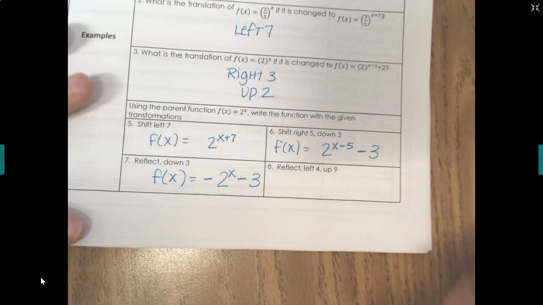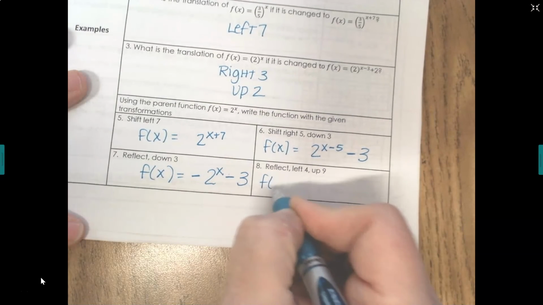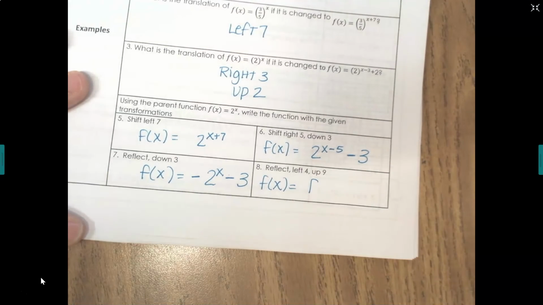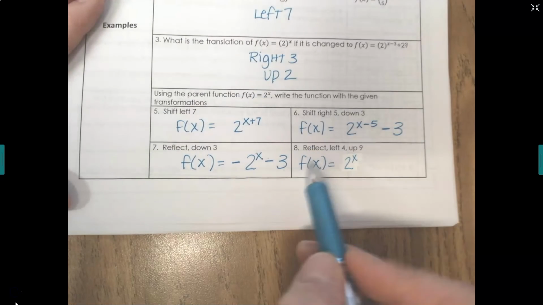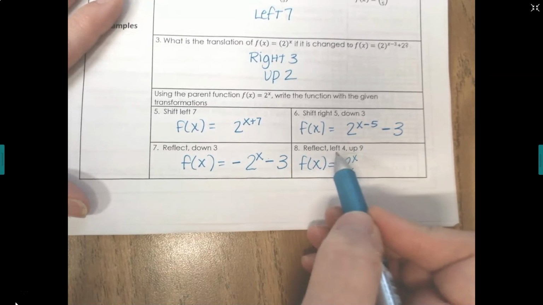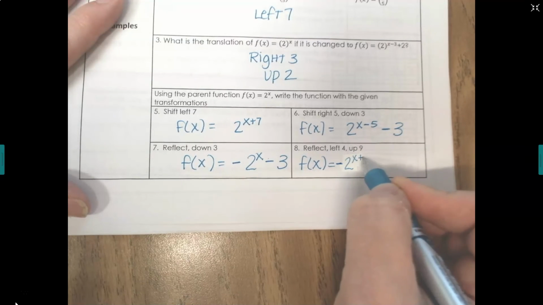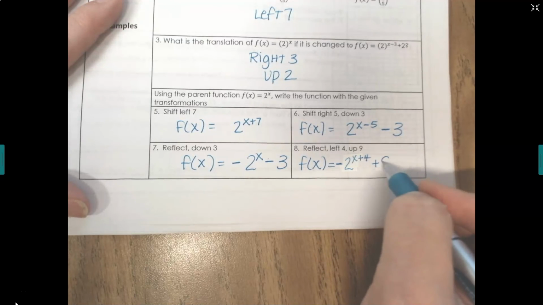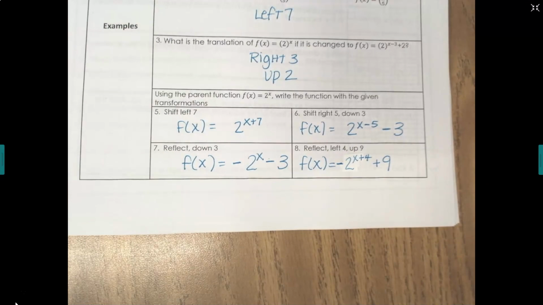Okay, and this last one has everything going on, so let's see. Let's put our basic equation. This is what it asked us to start with. Okay, and so if we have a reflection, that means put a minus sign in the front. Left 4 is in the exponent, we'd write plus 4, and up 9 is off the end, and we'd write plus 9.